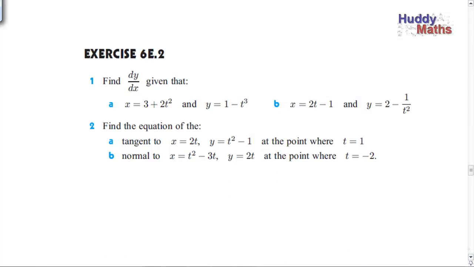So it's the same sort of thing. Please remember the result. The slope of the tangent to a curve is dy by dt over dx by dt, coming from the chain rule. Okay, pause the presentation. Have a go at both of those. I'll go and show you the solutions now.